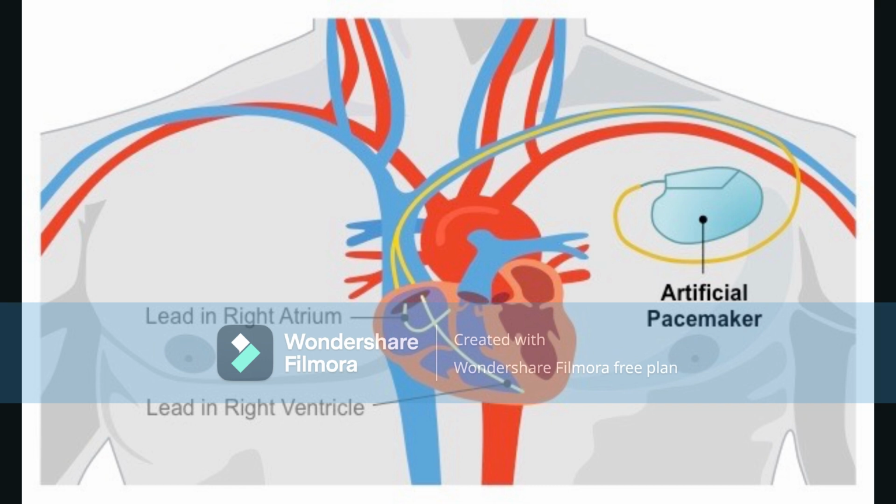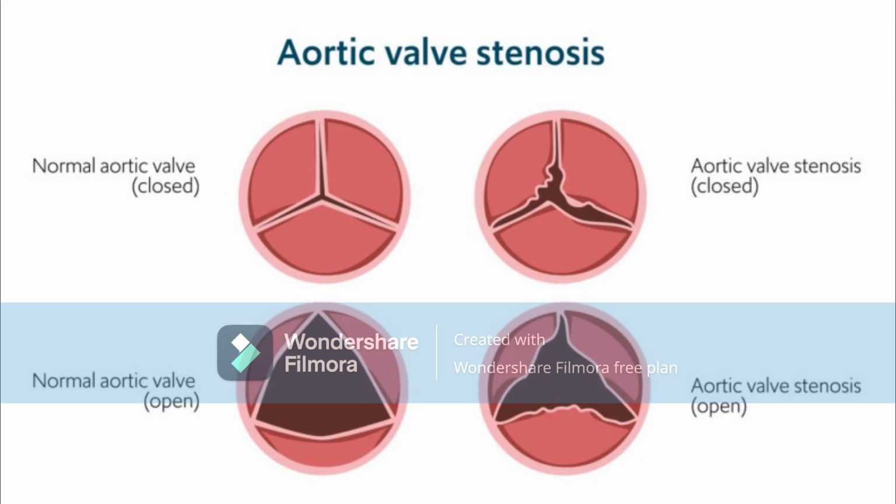Another thing I'll talk about is aortic stenosis. Stenosis means narrowing. Aortic stenosis refers to narrowing of the aortic valve, restricting the flow of blood leaving the heart. The main causes are age-related calcification, congenital defects, and so on. The congenital defect is most commonly a bicuspid aortic valve.